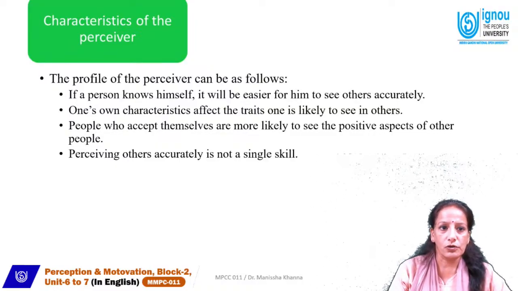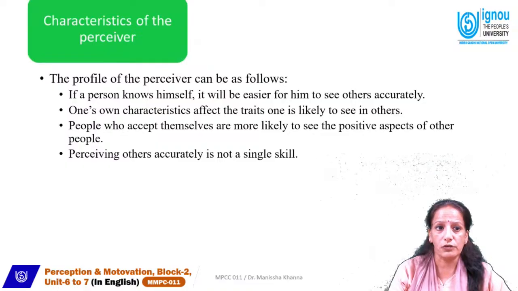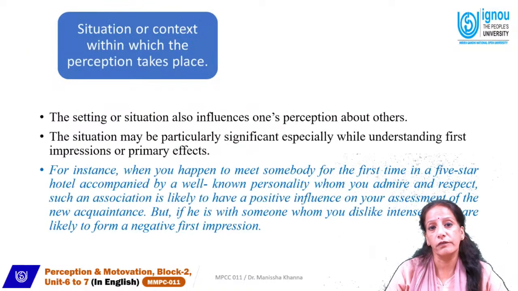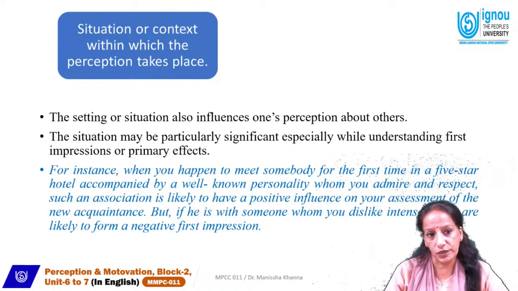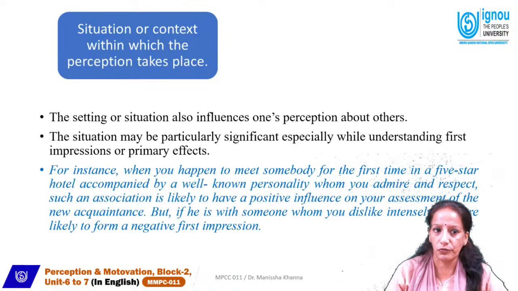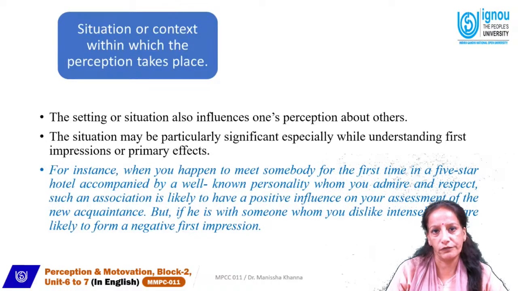So this is about the characteristic of the perceiver. The second factor is the situation or the context within which the perception takes place. The setting or the situation or environment also influences one's perception about others. The situation may be particularly significant, especially while understanding first impressions or primary effects.